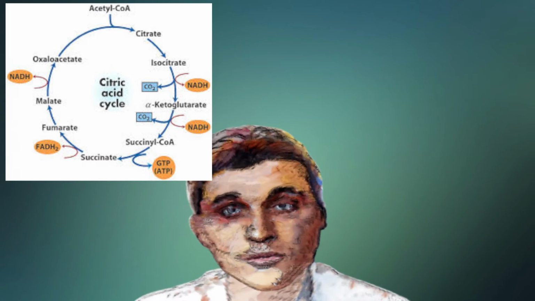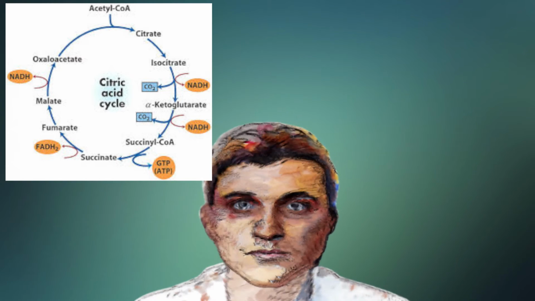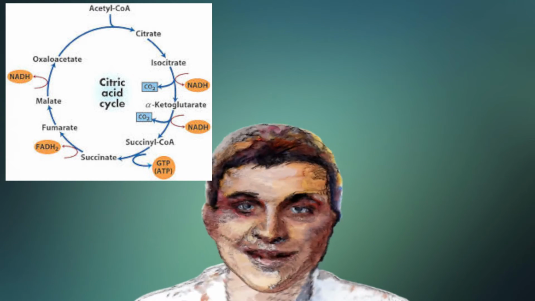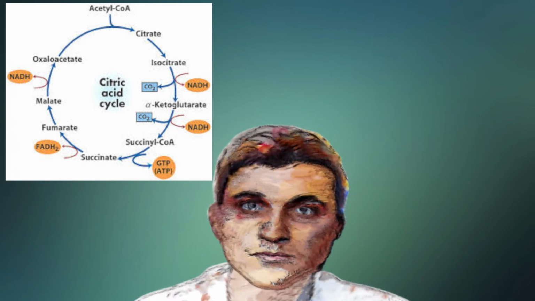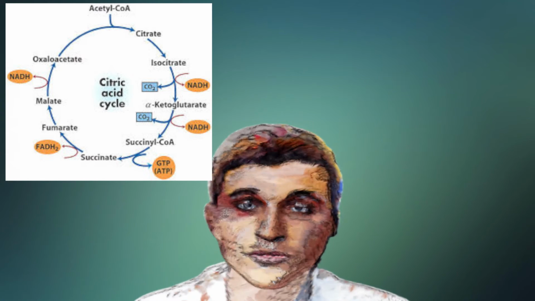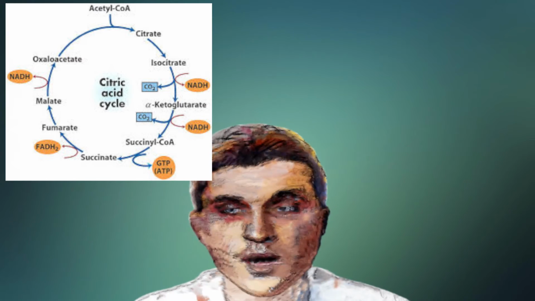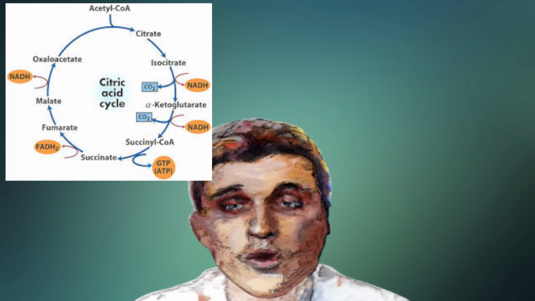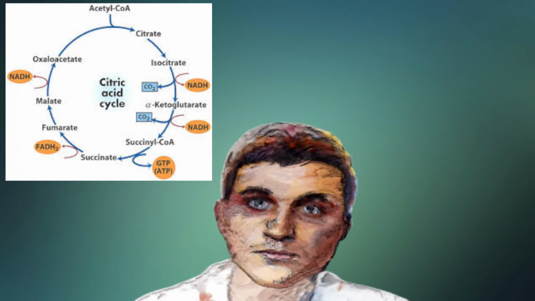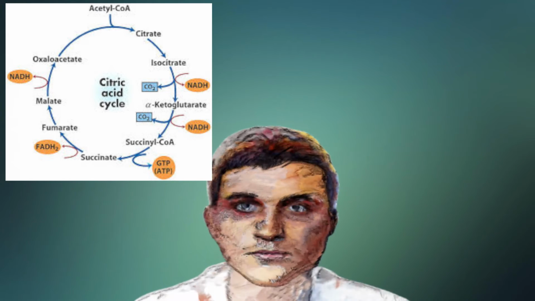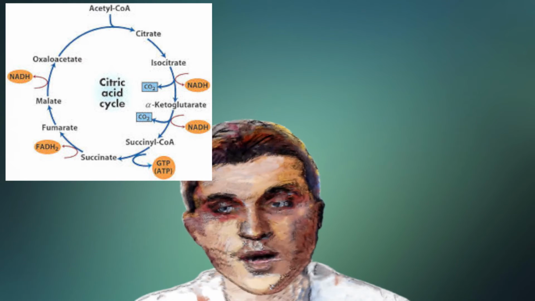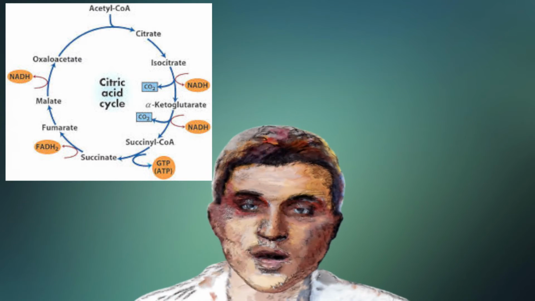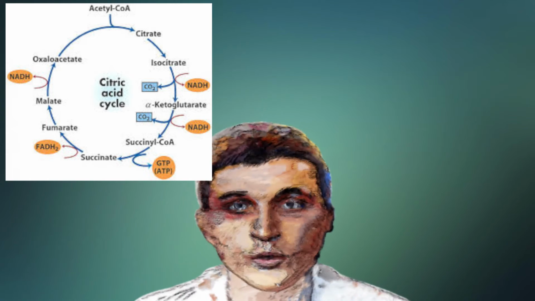This reaction is catalyzed by the enzyme citrate synthase. In step 2 of the cycle, citrate is converted to isocitrate, which is catalyzed by the enzyme aconitase. The enzyme isocitrate dehydrogenase catalyzes the third reaction, which converts isocitrate to alpha-ketoglutarate and also produces a molecule of NADH. In step 4, alpha-ketoglutarate reacts with its enzyme alpha-ketoglutarate dehydrogenase to produce succinyl-CoA. A molecule of NAD+ is reduced to NADH in this step also.